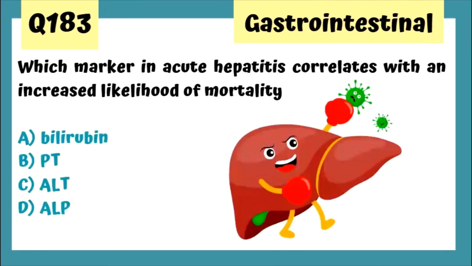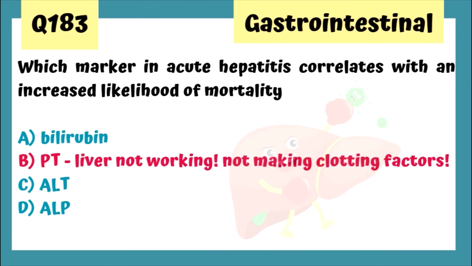Okay, question 183. Which marker in acute hepatitis correlates with an increased likelihood of mortality? So we want to see an increased likelihood of death, and that would be PT, because that means that the liver is not functioning properly, so much so that it's not producing the factors that it needs, right?